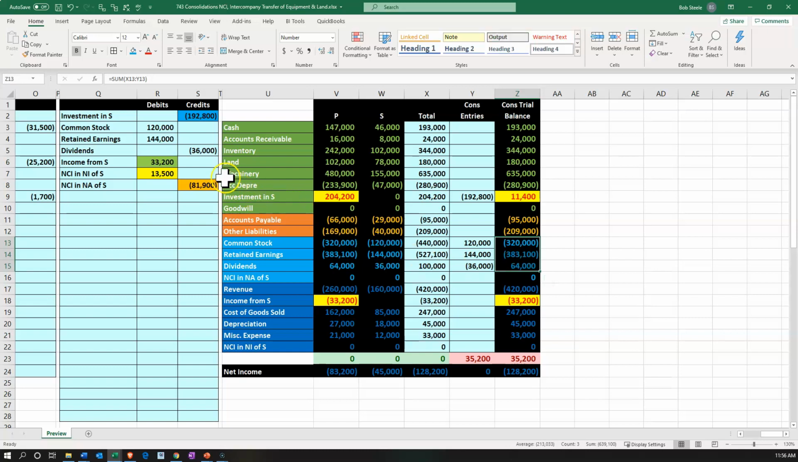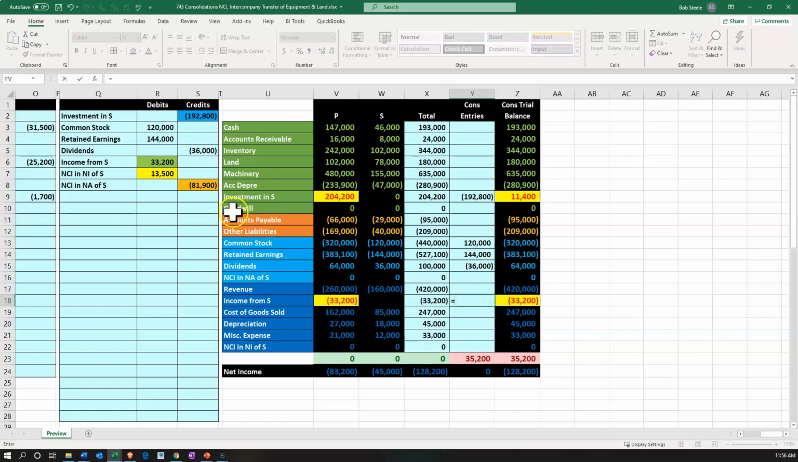All right, and then we've got the income from S. Income from S is going to be equal to the 33.2, and that actually brings it down to 0. That's nice. That's what we want to see happen. So we're going to then go down, then this equals the 13.5, and then the non-controlling interest up top is going to be equal to the 81,900. Okay, so that's the big one.